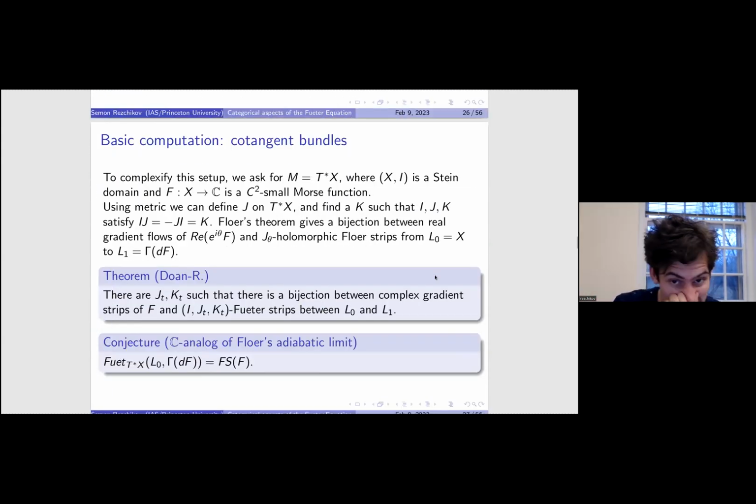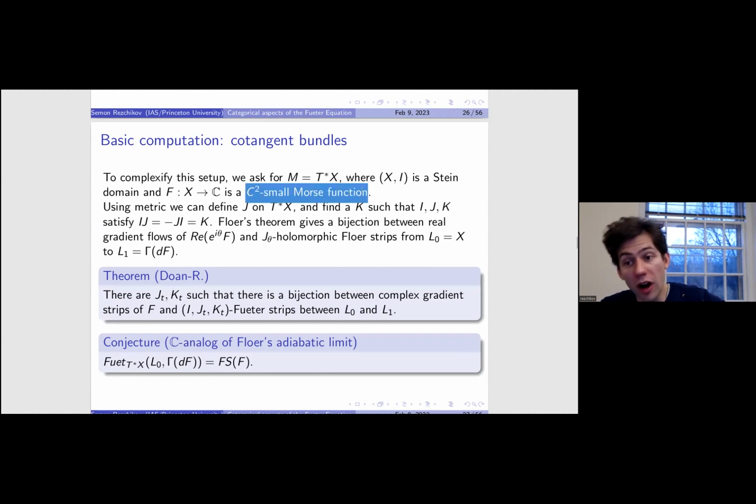Okay, so what we did is we tried to complexify this setup. If you have a complex Morse function, to make sense of it being C2 small, we're going to ask for it to be a Stein domain. That's a manifold with boundary; I'll say a little more later about how you can maybe deal with that. Then you have this I from the base on the cotangent bundle, and this J from the metric, which is some other one, and they satisfy the quaternionic relations. So Floer's theorem says that real gradient flows of this complex Morse function F are in bijection with J-theta holomorphic strips between the zero section and the graph of the differential of this holomorphic function.